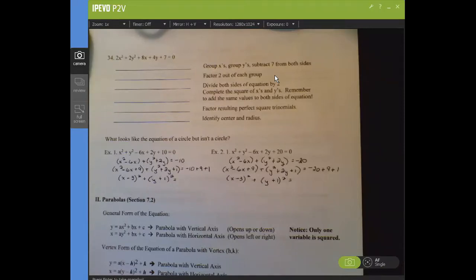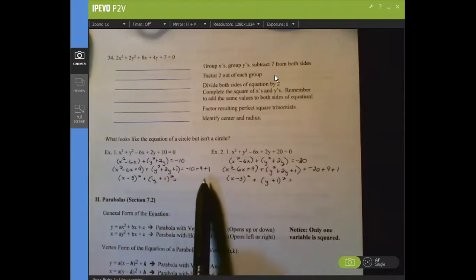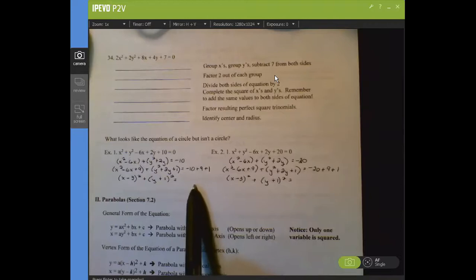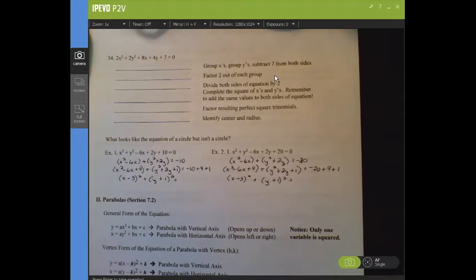Were you okay on completing the square on those two? Anybody going, I don't know what you just did? I was good. Okay. So when you complete the square on the left-hand side, of course, whatever you add to the left-hand side, you have to add the same thing to the right-hand side, and then you factor both of your trinomial squares. In example 1, what do you come up with on the right-hand side? Zero. Yeah.